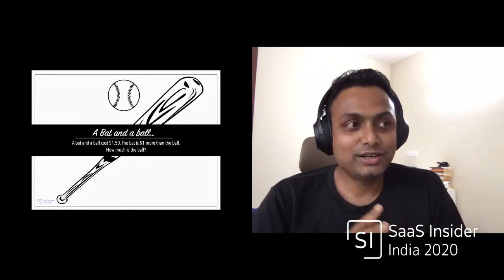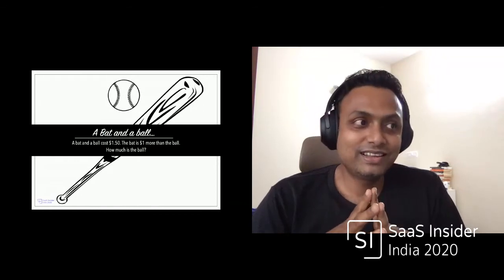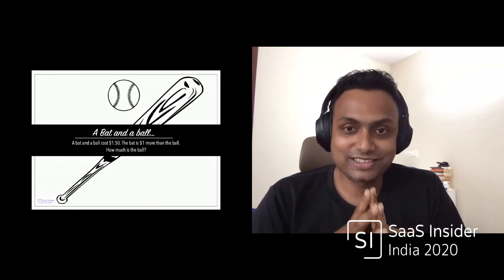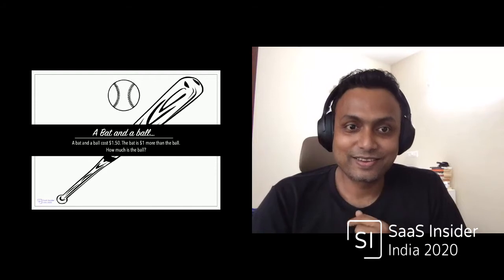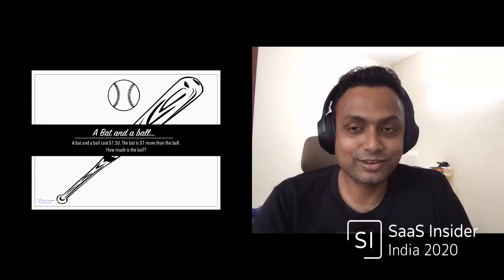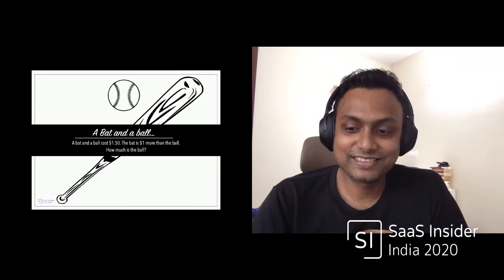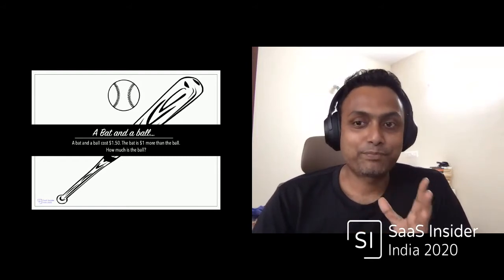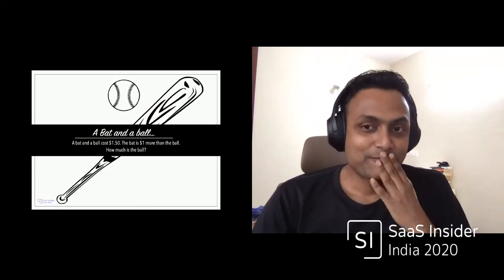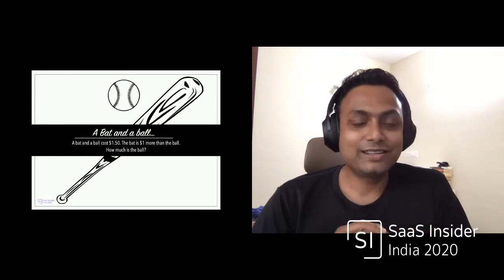So the bat is $1 more than the ball. How much does the ball cost? It's half a dollar. Quickly. So 50 cents. Okay. Any more answers from the audience? Okay, this is what we have right now. So the answer is the ball is $0.25, and the bat is $1.25, and the total is $1.50.